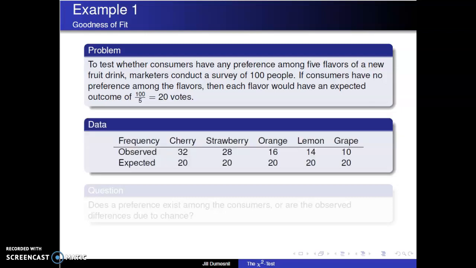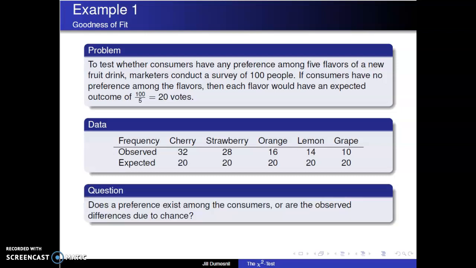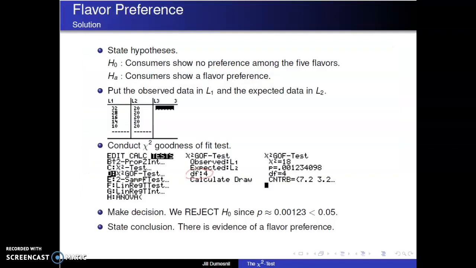The data for the survey is given along with the expected data if no preference is shown. The question we want to answer is, does a preference exist among the consumers, or are the observed differences due to chance? To proceed, we explicitly state our hypothesis. We then put our observed data in list 1 and the expected data in list 2. Then we conduct the goodness of fit test.